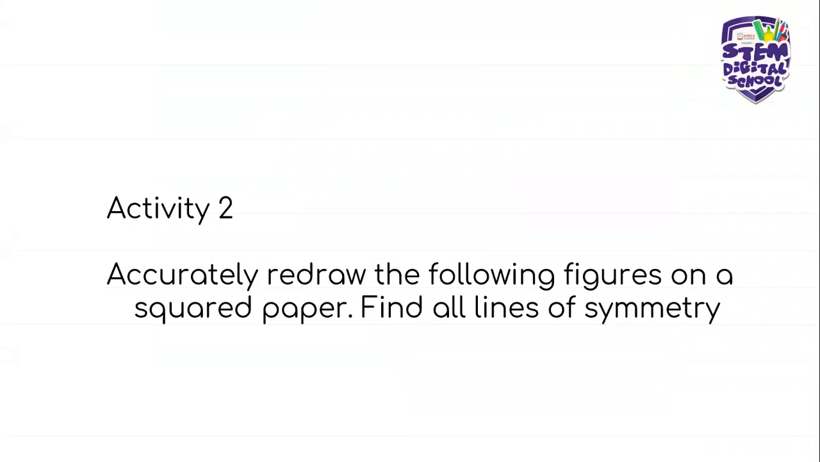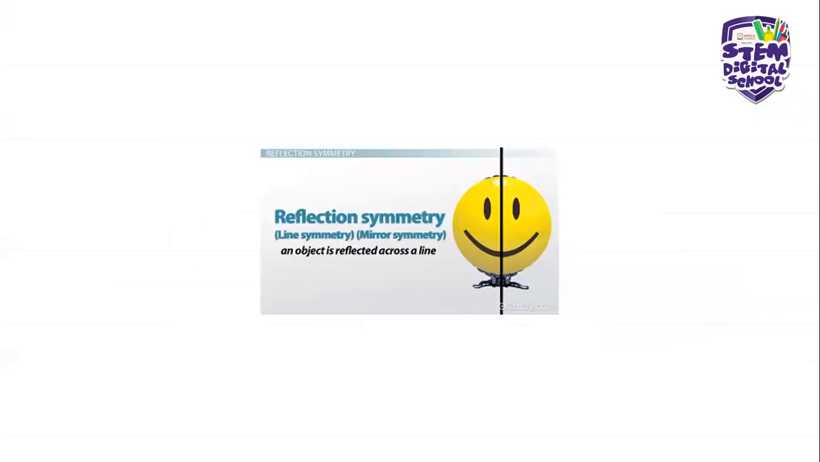Now, in the last activity, which I think you will also be able to do, you need to accurately redraw the following figures on a squared paper, and thereafter find all the lines of symmetry. I'm just going to show you, when you look at this reflection here, this should be done on a Cartesian plane. So I want you to draw something like this on a Cartesian plane, where you are able to tell that the y-axis becomes your line of symmetry. That is what I want to do.